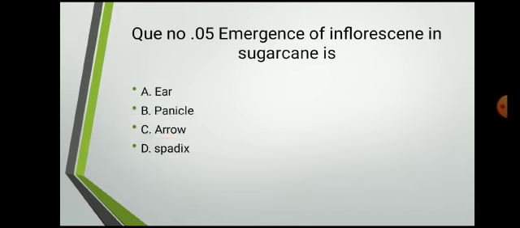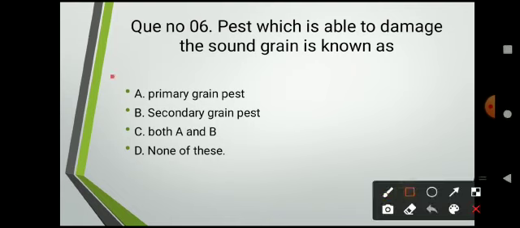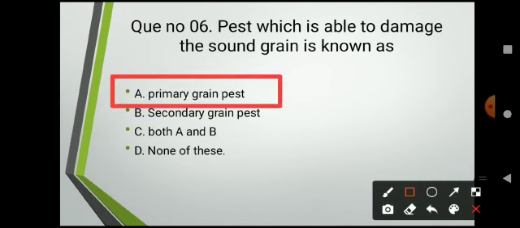Next question number 6. The pest which is able to damage the sound grain is known as, and the options are primary grain pest, secondary grain pest, both A and B and none of these, and the correct answer is option A, that is primary grain pest. They are capable to damage the sound grain.